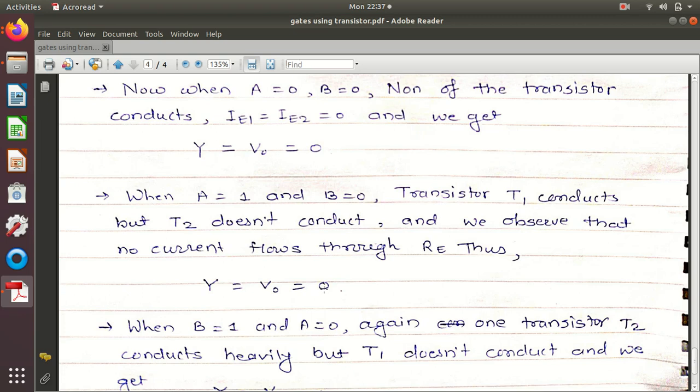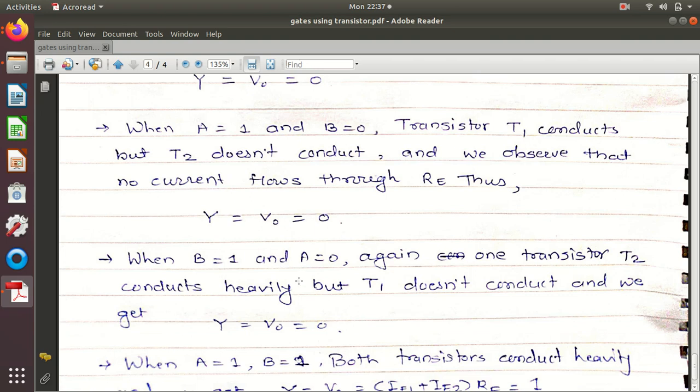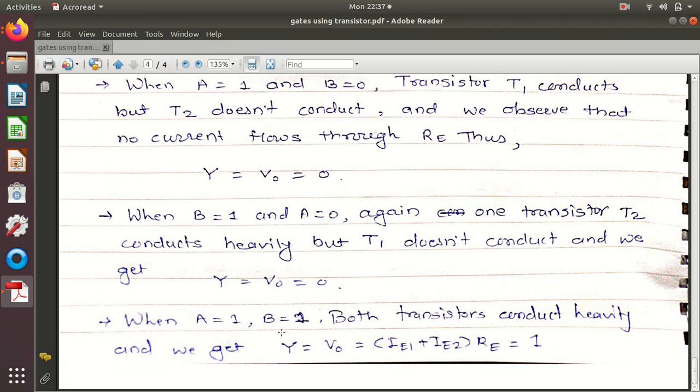Similar is the case when we consider A equals 0 and B equals 1. A equals 0 and B equals 1 means transistor T1 is now acting as an open switch, but transistor T2 will act as a closed switch. In this condition also, no current flows through the resistance RE, and we will get output Y equal to 0.